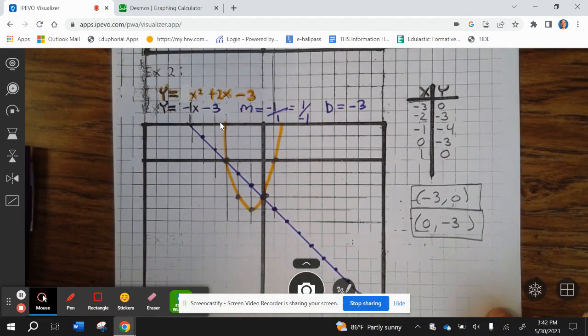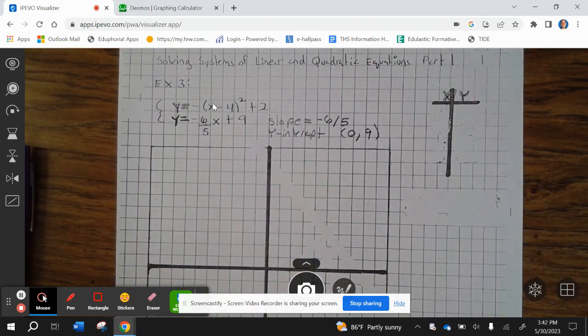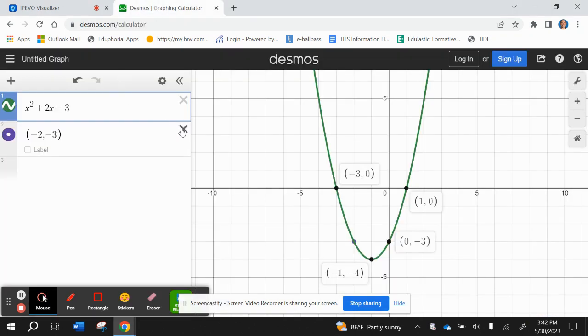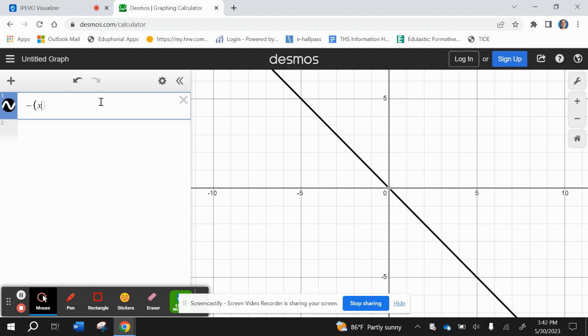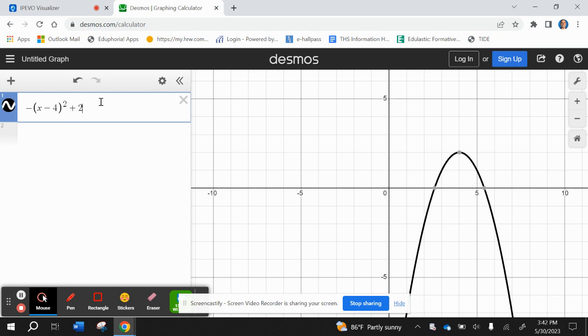All right, let's take a look at example 3. So again, we need to graph this first parabola using Desmos. So we have negative parentheses x minus 4 squared plus 2. Now, we need a vertex first, and then we need a point to the left and to the right. Now, these points don't look like they're good points, okay? So let's see if we can find another point that is good.